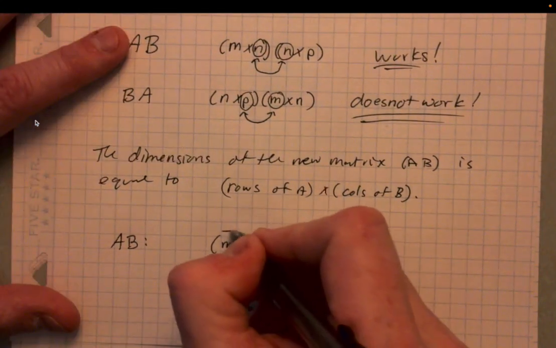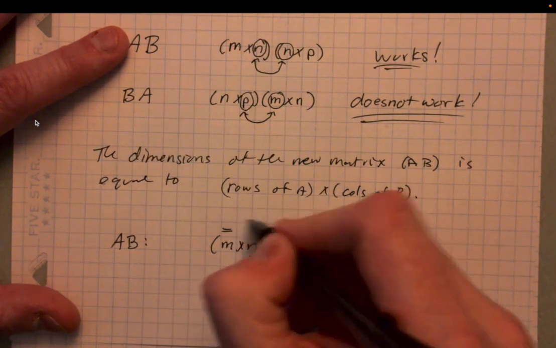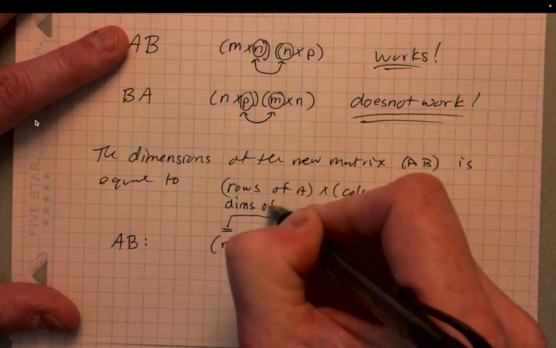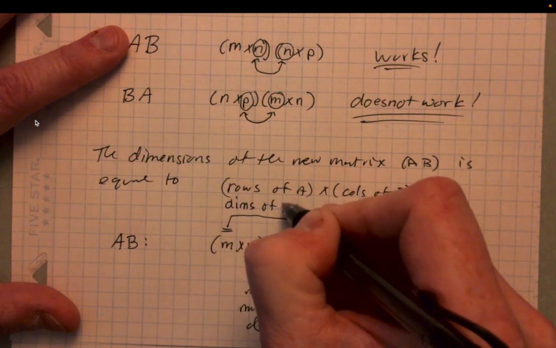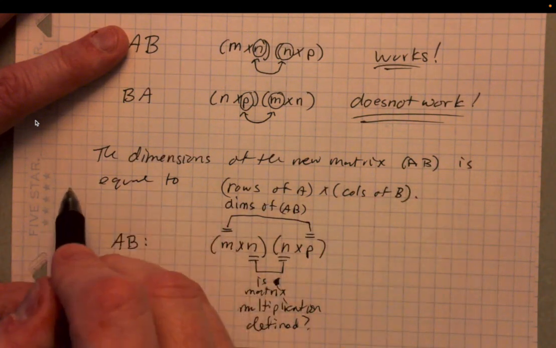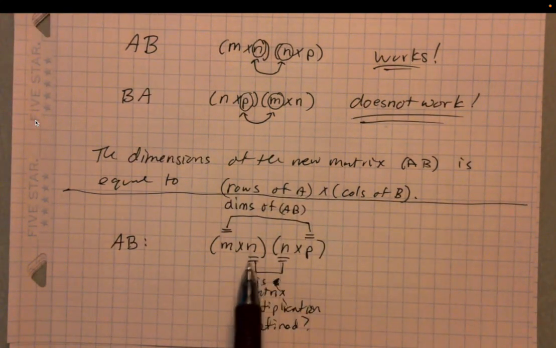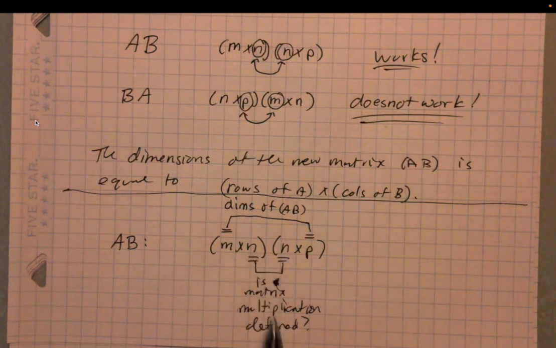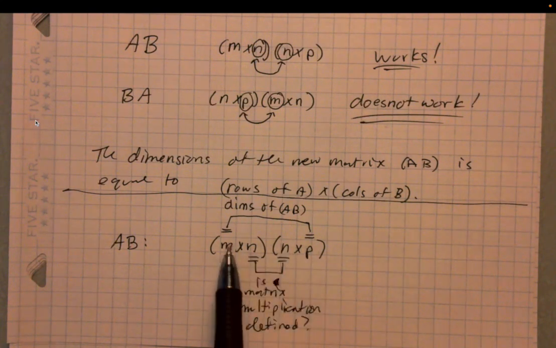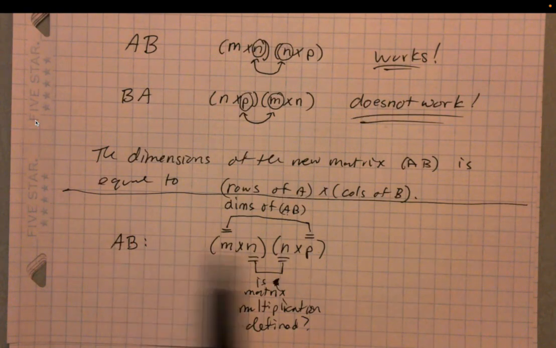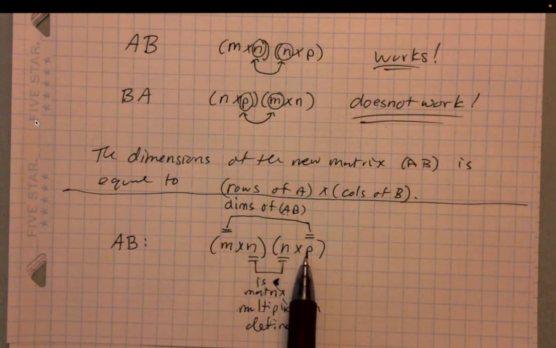The outside numbers, the m and the p, tell you the dimensions of the new matrix after you've done the multiplication. So the inside numbers have to align. They have to be the same number in order for the multiplication to even work. And then if the multiplication works, the outside numbers are the dimensions of the new matrix. So AB is going to have dimensions m by p.